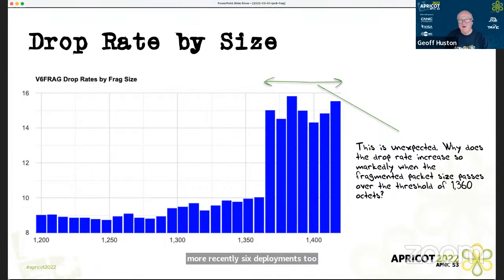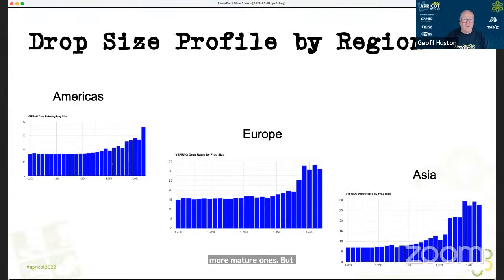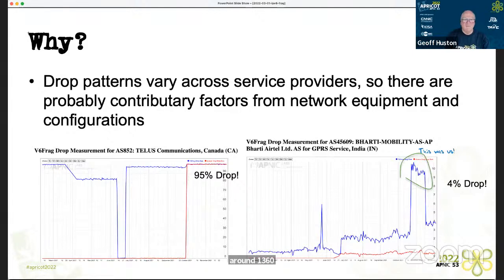Unusual, not expected. We actually look at the regions and we find Europe has the most pronounced, Asia does it to some extent, and in the Americas, it's not so pronounced. But, you know, the larger fragments actually have a higher average drop rate. Interesting. I can look at various providers like TELUS in Canada, 95% drop rate. It's all horrible.